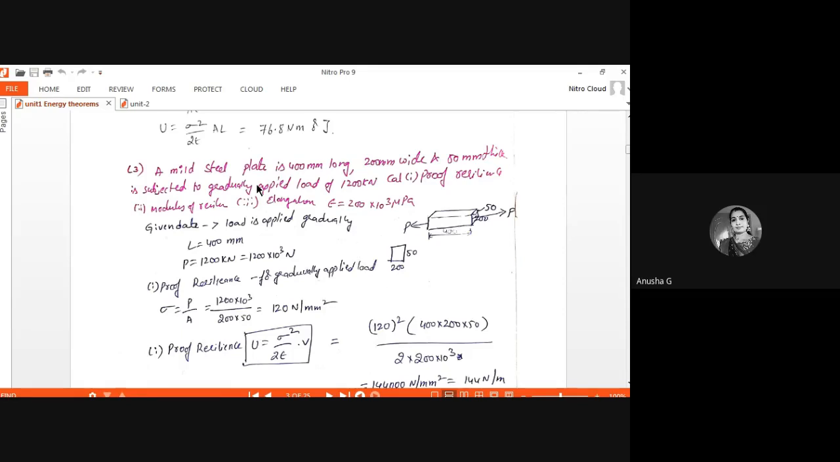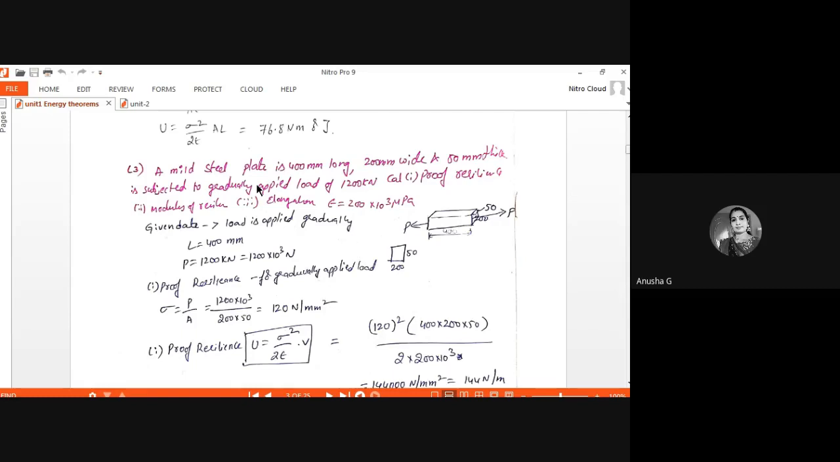First, the given data: the load is a gradually applied load. Here the question already says the plate is subjected to a gradually applied load. The length of the bar is 400 mm. Force P is 1200 kilonewton. The bar size is 200 mm width, 50 mm thick. Area of the bar is 200 into 50.